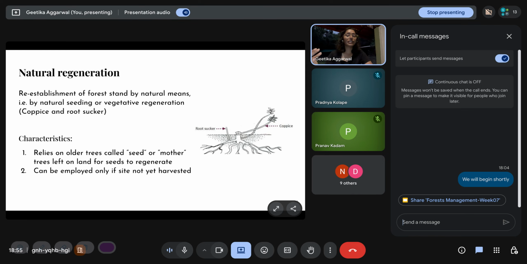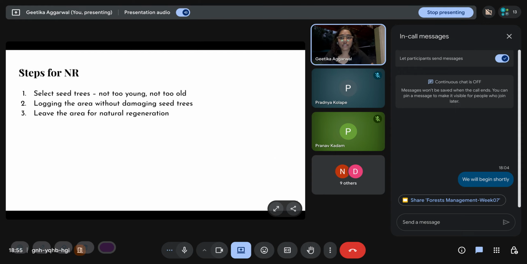Then there are certain characteristics of natural regeneration. One of them is that it relies on older trees, the mature trees present in the area, which are also called seed or mother trees. And it can be employed only if the site is not fully harvested. If the site is entirely destroyed, all of the tree cover is taken away, then natural regeneration does not really come in handy. It can only be used if the site is not completely destroyed. I mean, all the trees are not harvested.